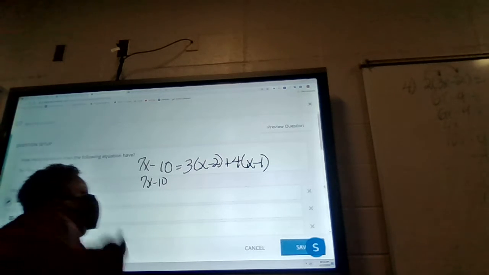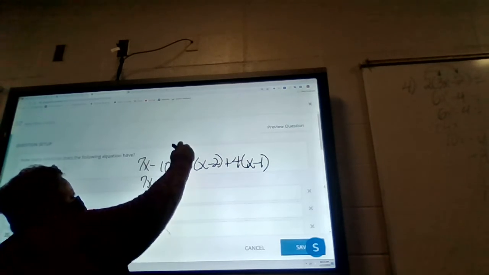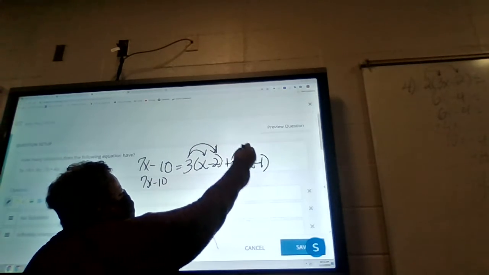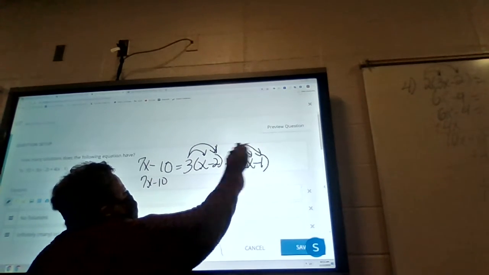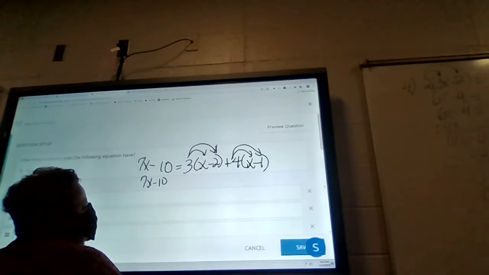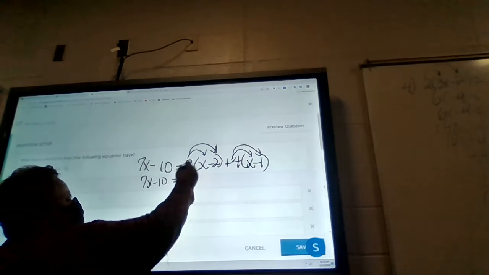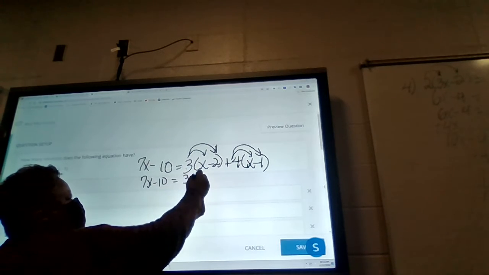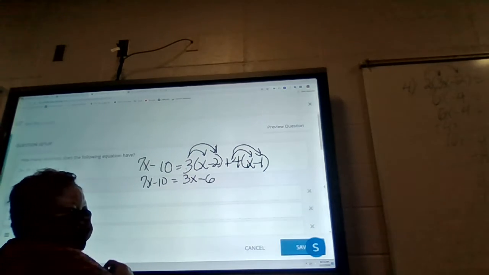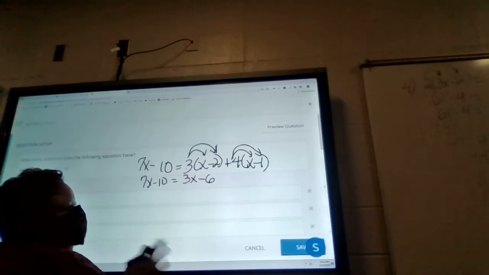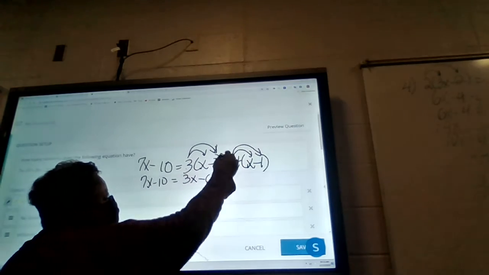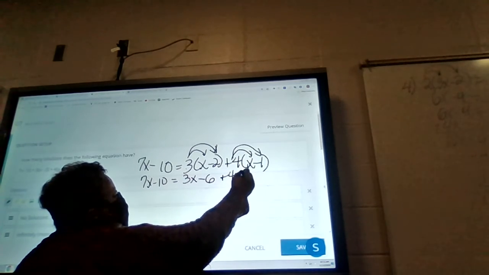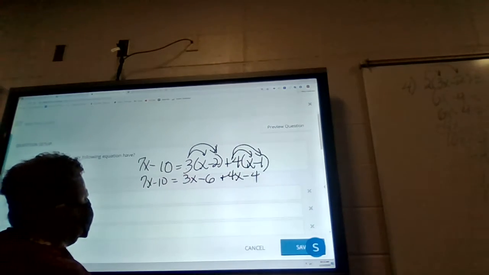But on this side, we got a lot of distributive property to do. So I got to do this times this and this times this. But thankfully, the things that we're distributing are positive, so we don't have a lot of issue with that. 3 times x is 3x. 3 times a negative 2 is a negative 6. Always draw the arrows, that way you won't leave anything out. 4 times x is 4x. 4 times a negative 1 is a negative 4.